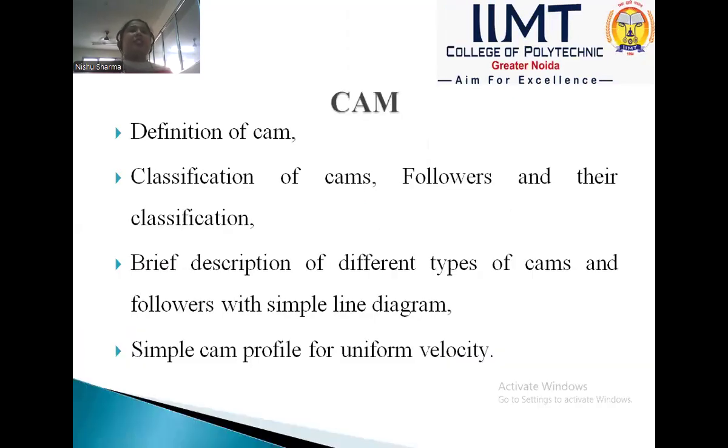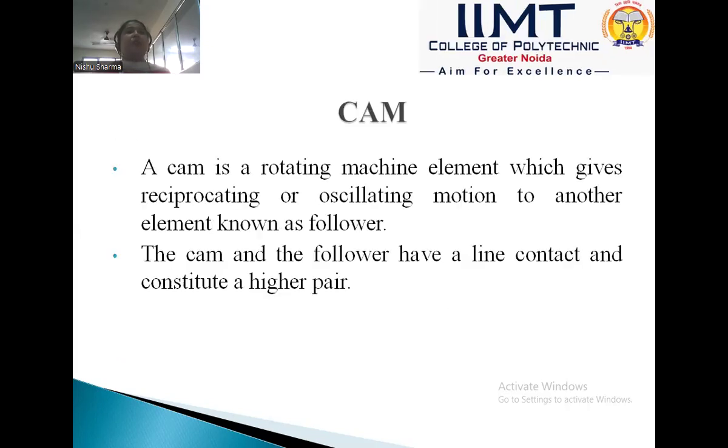Today, we will discuss the cam. Before we start, we first discuss the content of this session: the definition of cam, classification of cam, follower and its classification, a brief description of different types of cam and follower with simple line diagrams, and a simple cam profile for uniform velocity. Firstly, we will discuss the definition of cam, or what a cam is.